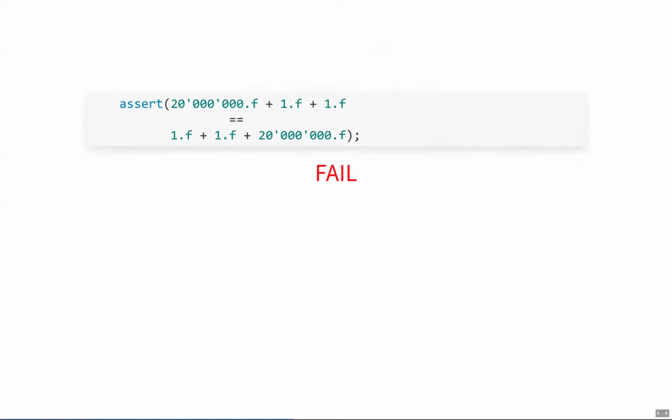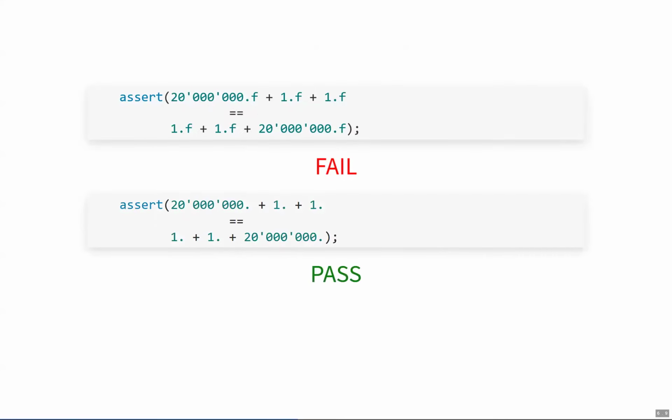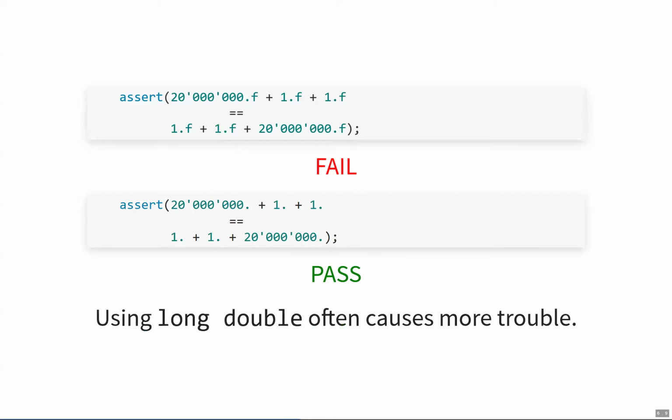Let's go back to this example. This is, once again, 20 million plus 1 plus 1 is different from 1 plus 1 plus 20 million. And this is in floats. What happens if you do it in doubles? The answer is, it's fine. Double has the precision to do this. So you extend the bit width and it's fine. And long double, not fine. You can use it, but don't rely on it.